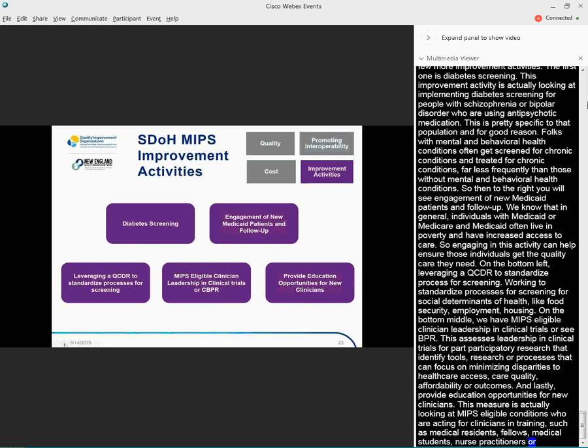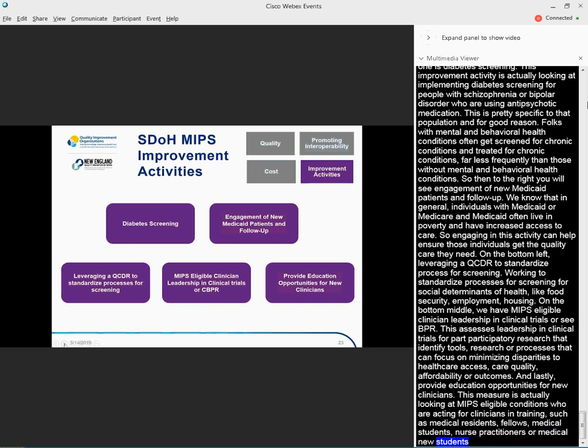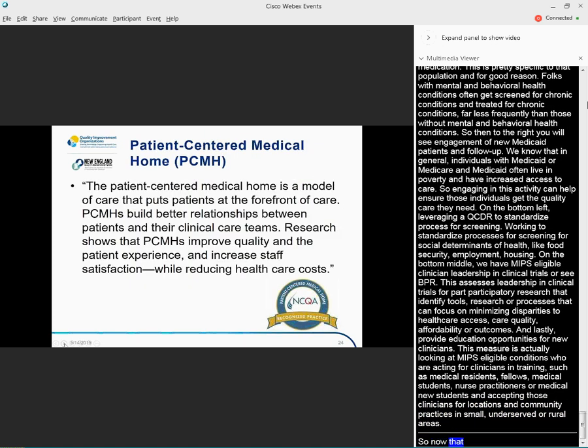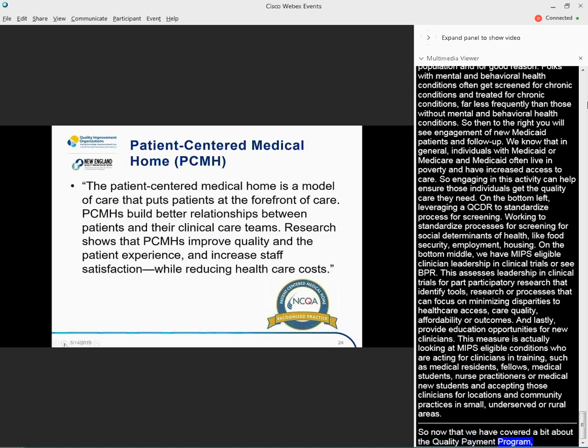So now that we've covered a bit about the Quality Payment Program, we'll move on to another reporting program, which is Patient-Centered Medical Home, or PCMH.